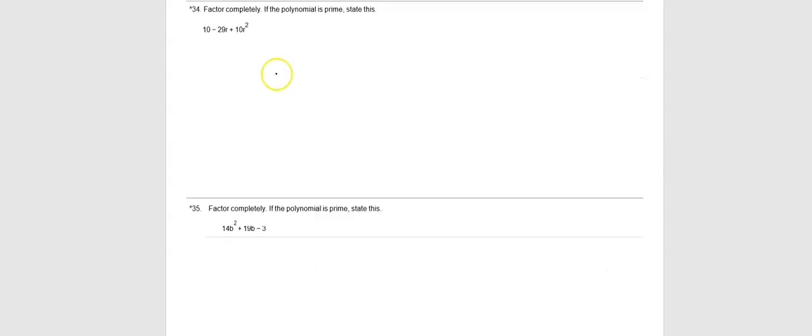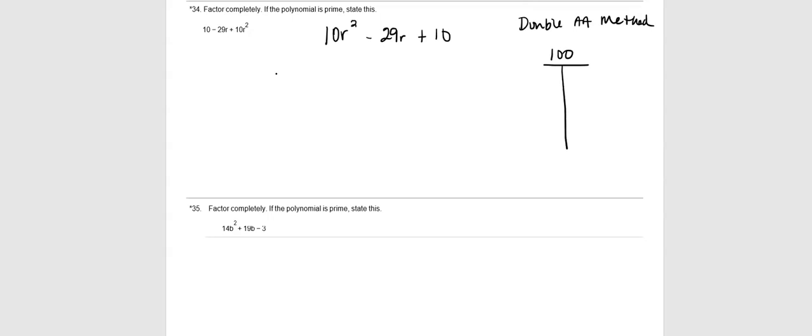For this next trinomial, let's rewrite this trinomial in descending order. So we're going to write the positive 10r squared first, then the negative 29r, and then the positive 10. And from here we can begin using that double A method. So we have 10 times 10, which is 100. That's our A times C.